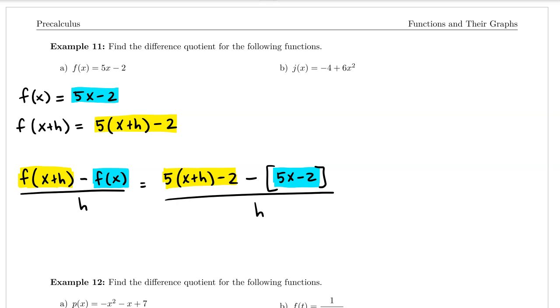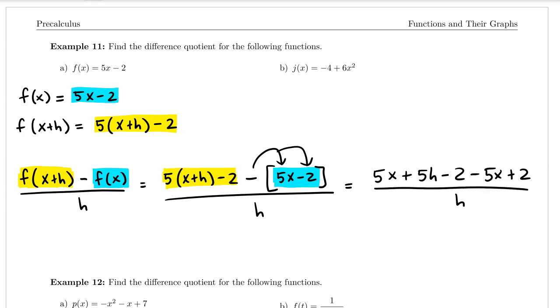Now, what I would like to do is simplify this, and the way that I'm going to do that is I'm going to simplify the numerator. If I distribute in the 5, then I'm going to have 5x plus 5h minus 2, and then I'm also going to distribute in this negative sign, and that would give me minus 5x plus 2 all over h.